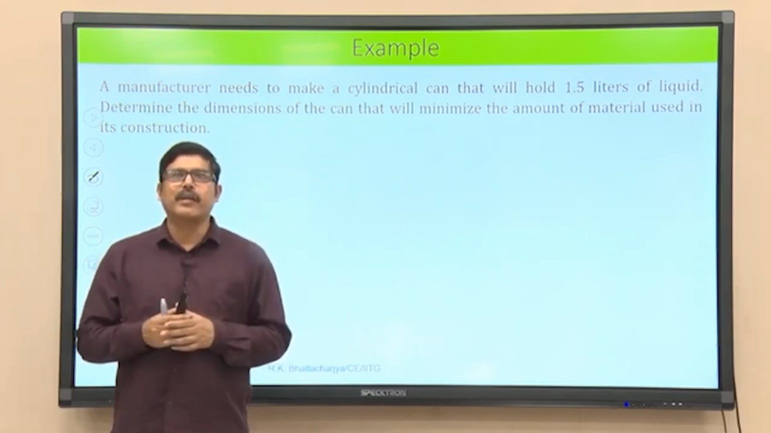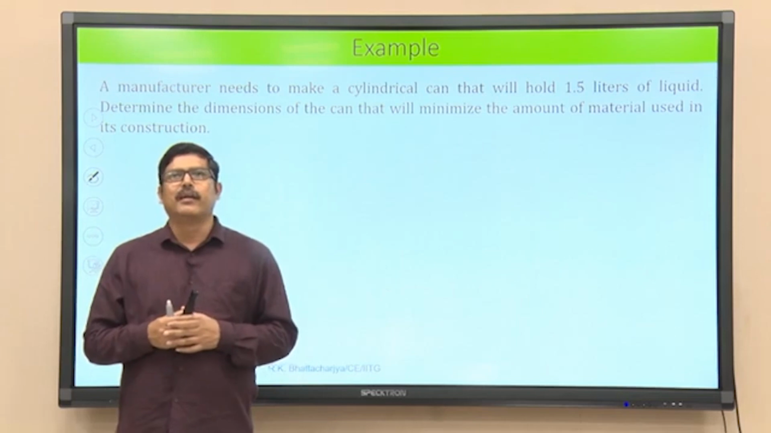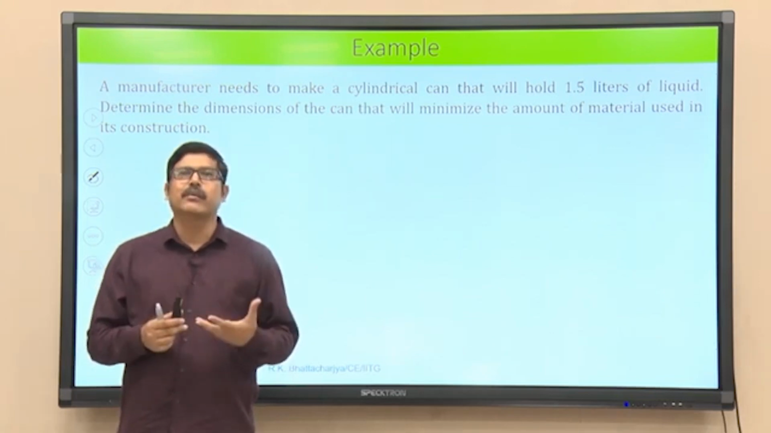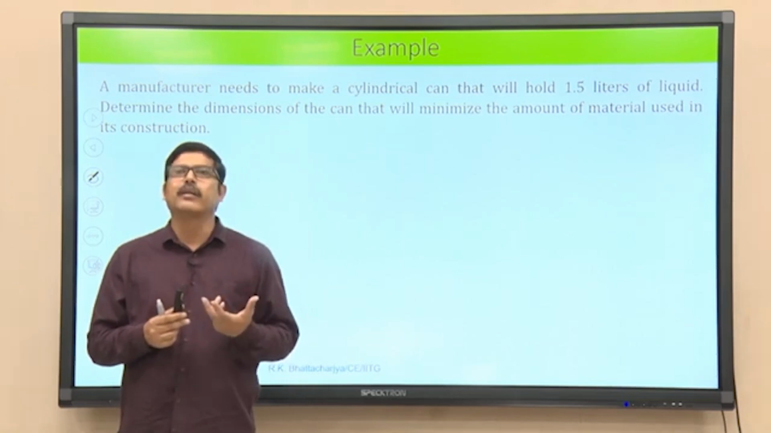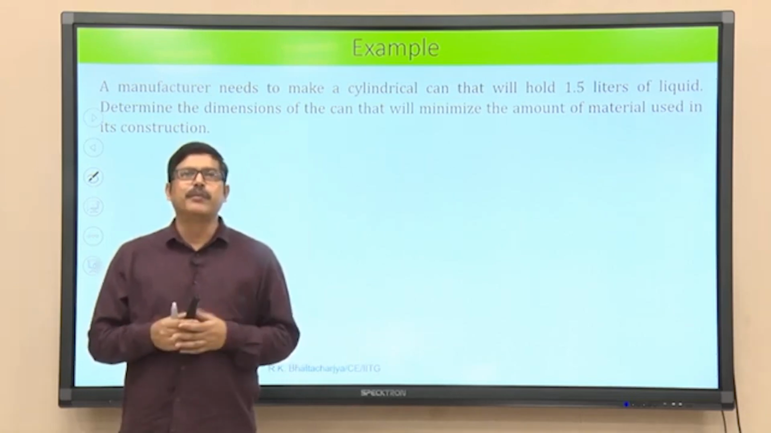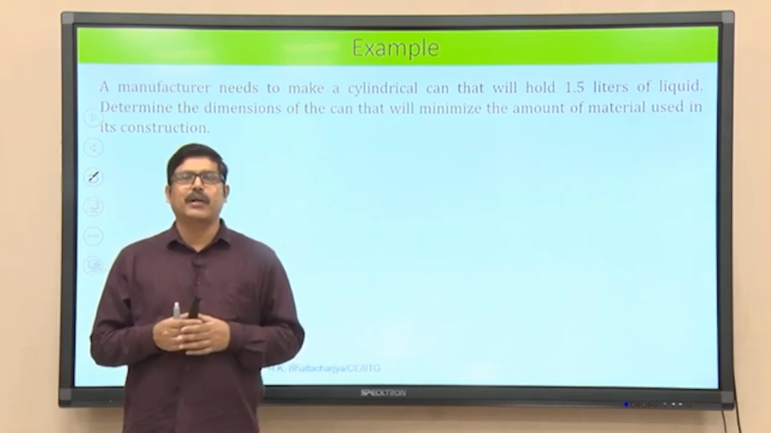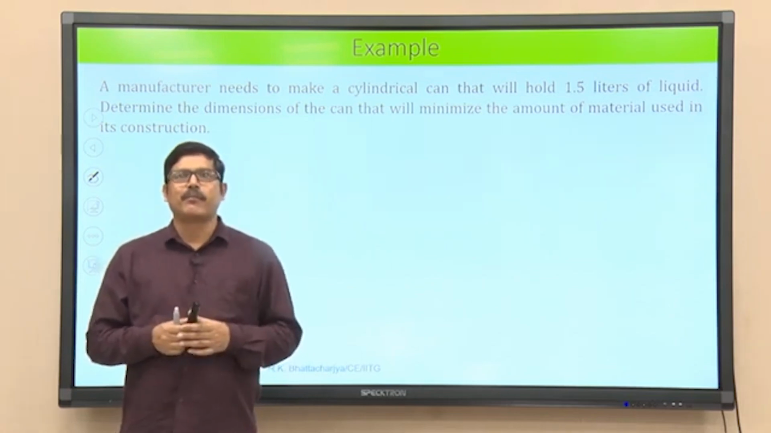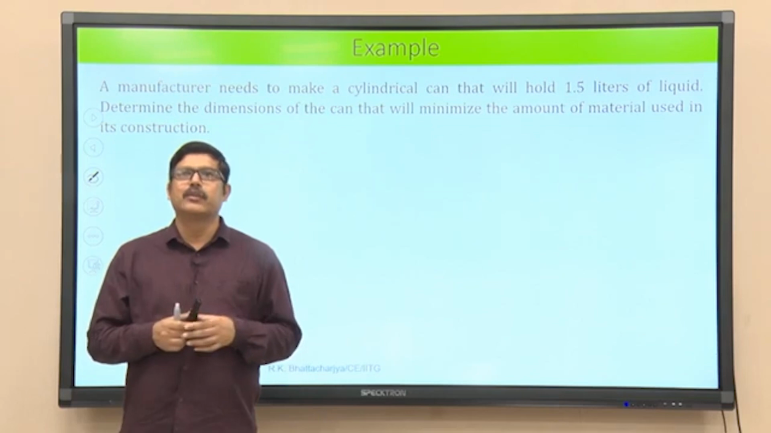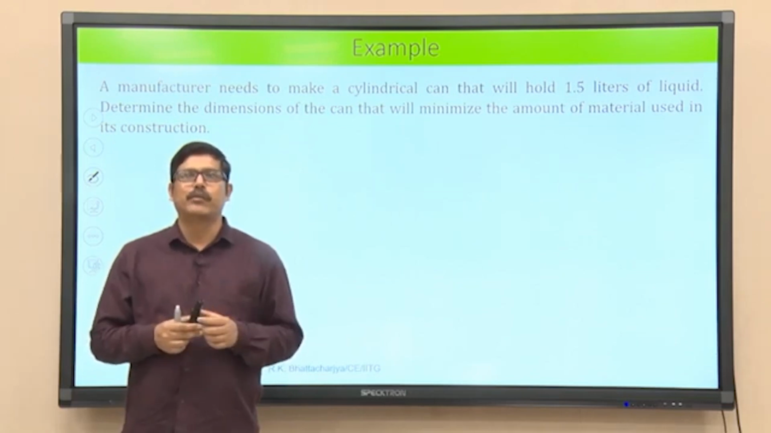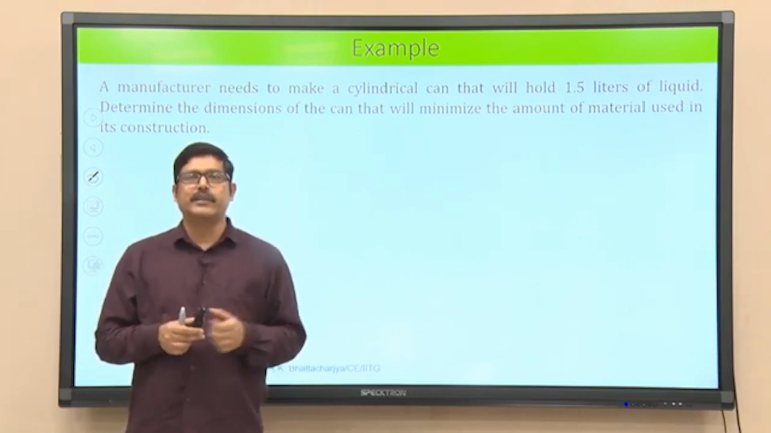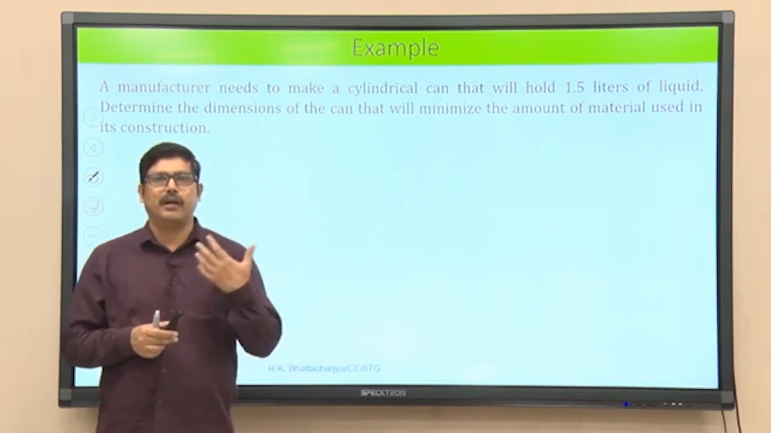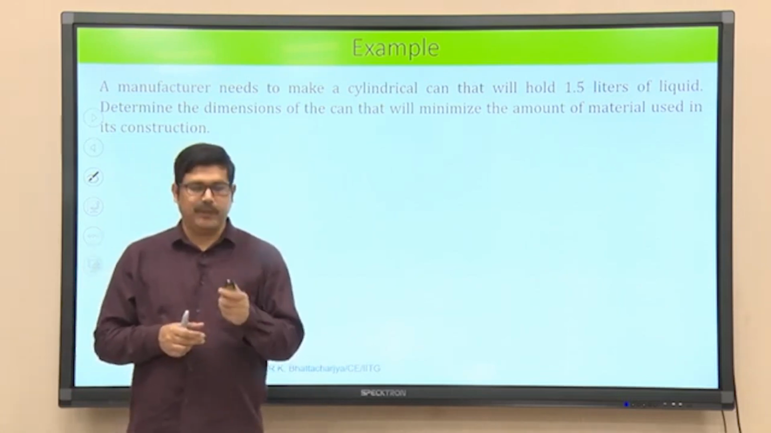Design means I have to find out the dimensions of this particular can where the capacity of the can is 1.5 liter and the cost is minimum. So, where cost is minimum, that means I would like to minimize the cost here. At the same time, the volume of this can should be equal to 1.5 liter. Let us see how we can formulate an optimization problem.